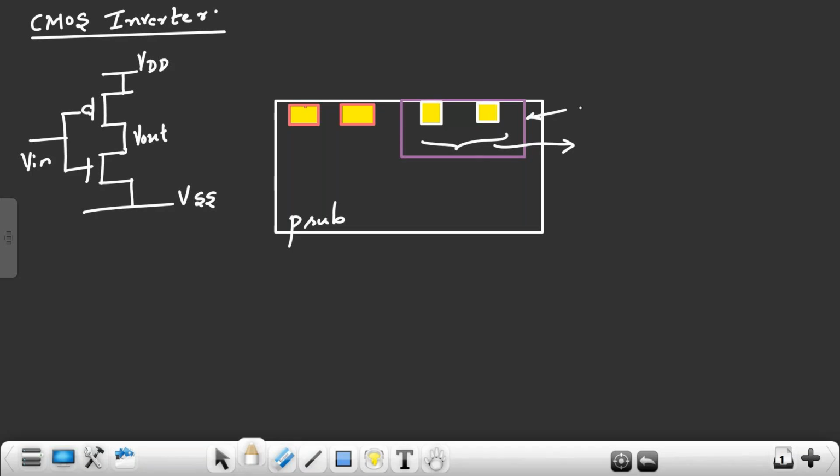In the N well we are going to form the PMOS. In the P substrate we are going to form the NMOS. This is the drain and source of your PMOS, and this is the source and drain of your NMOS.